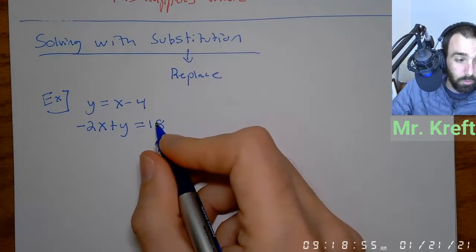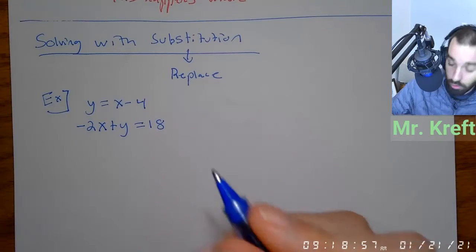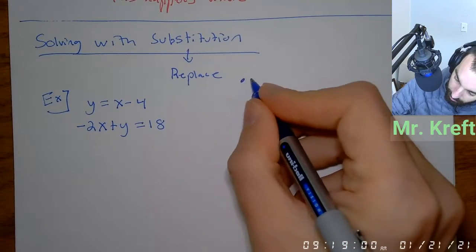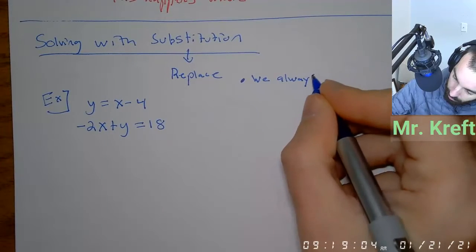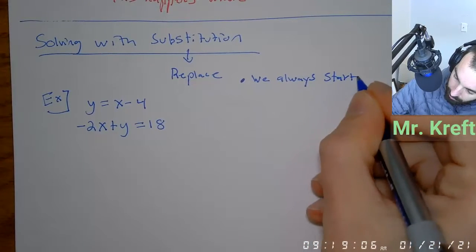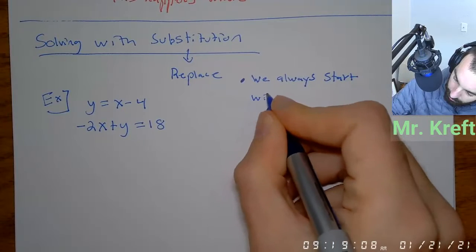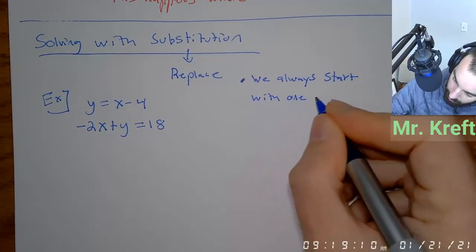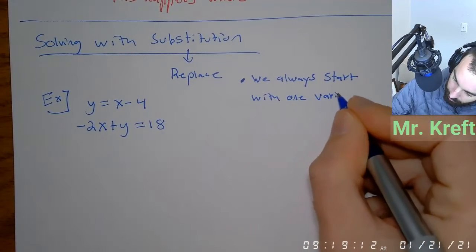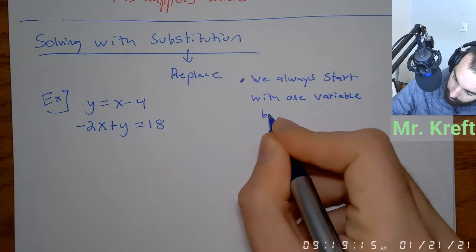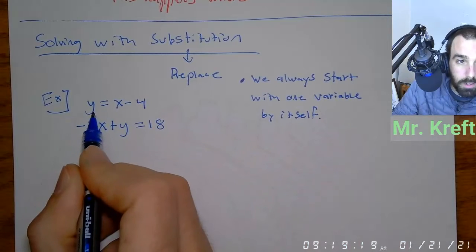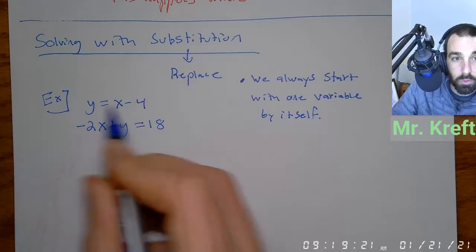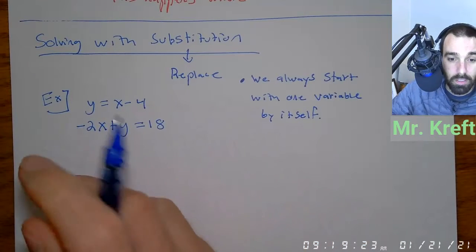Remember, with substitution, we always start with one variable by itself. Right here the y is by itself. So we always start with one variable.